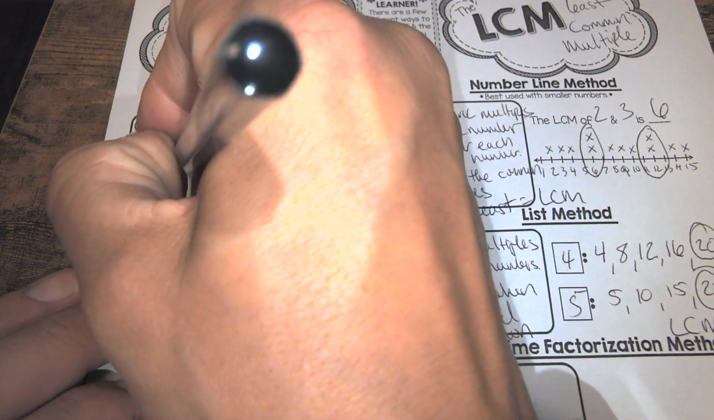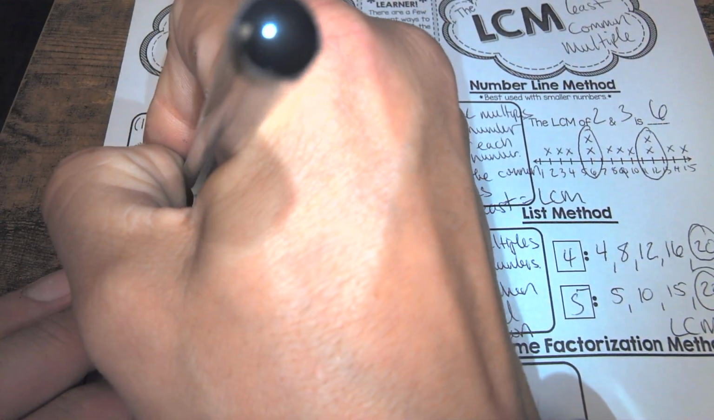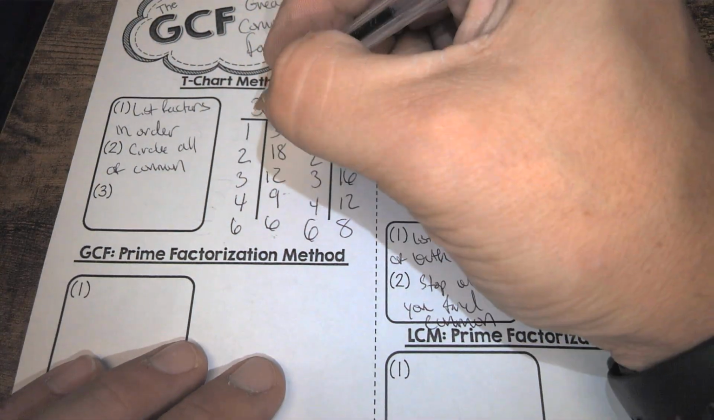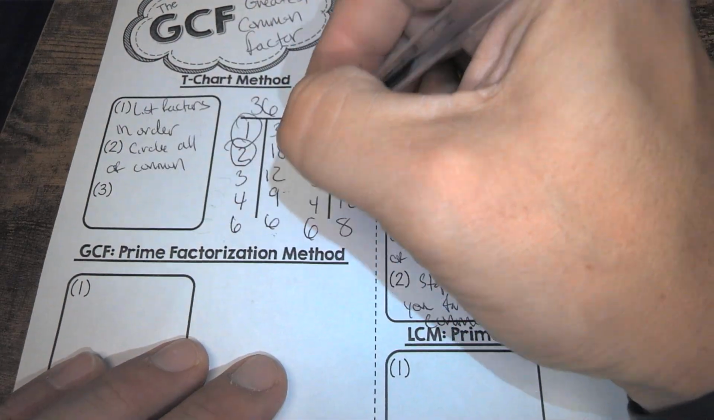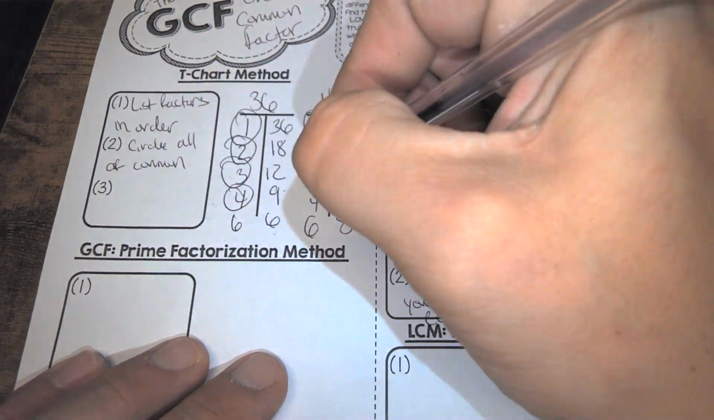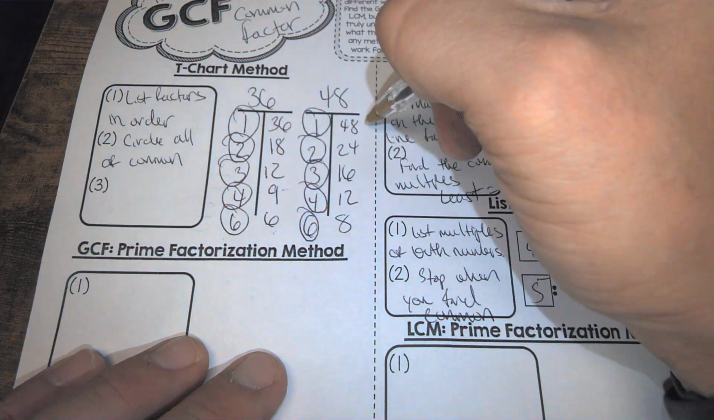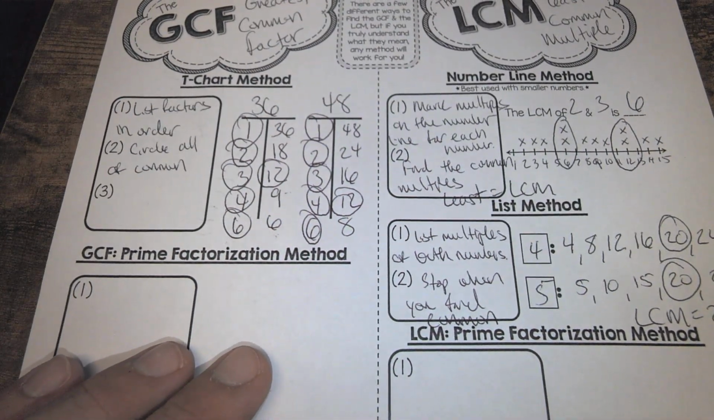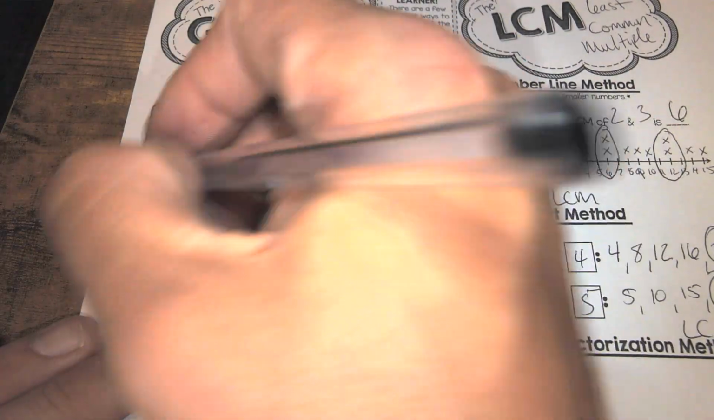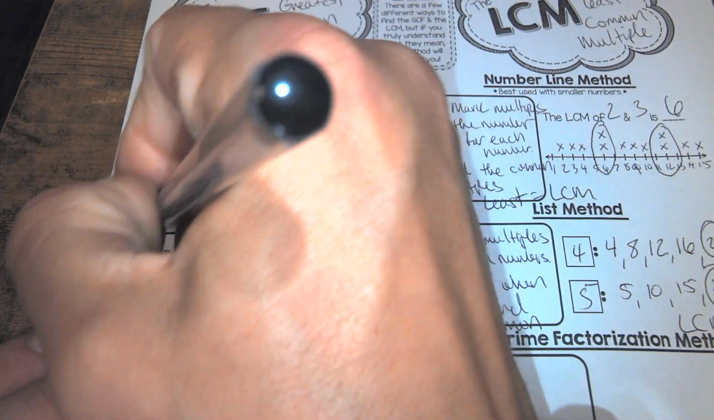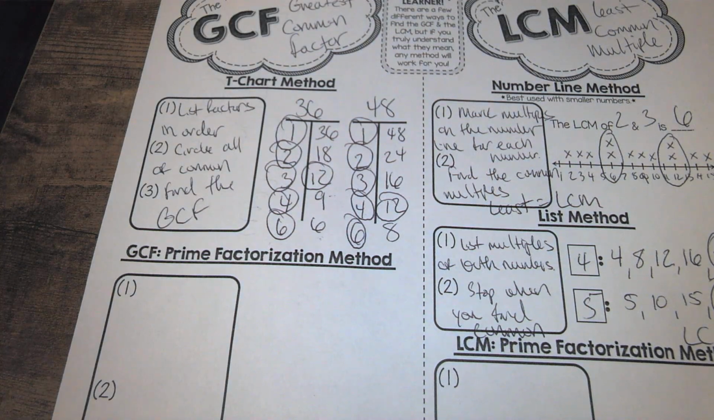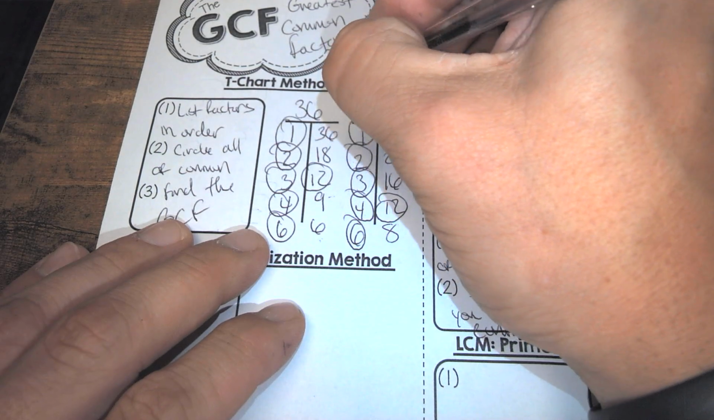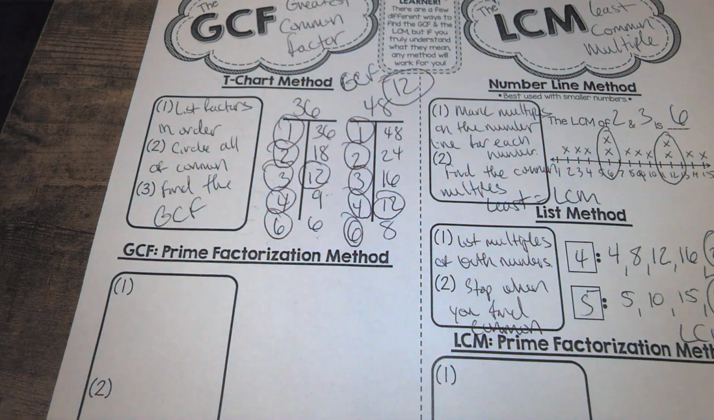Now you're going to circle all of the common factors. So I know I have 1 in common, 2, 3, 4, 6. Now we're looking at the other side. Well, 12 and 12, but nothing else. So then after circling those, find the GCF, the greatest one. So which one's the greatest common factor? 12. So the GCF equals 12. For 36 and 48, the GCF is 12.